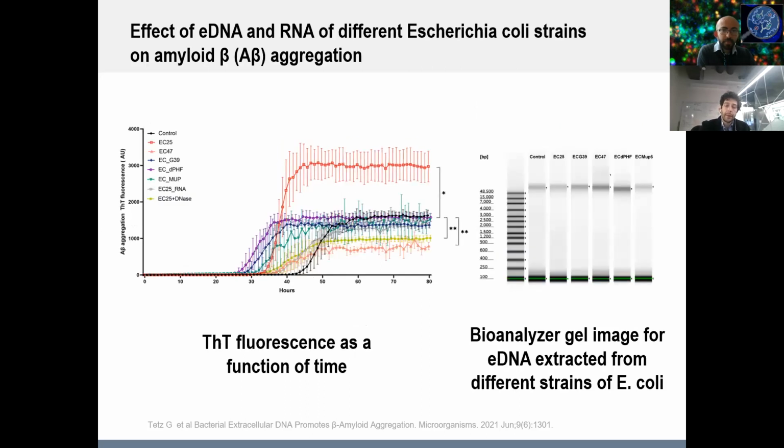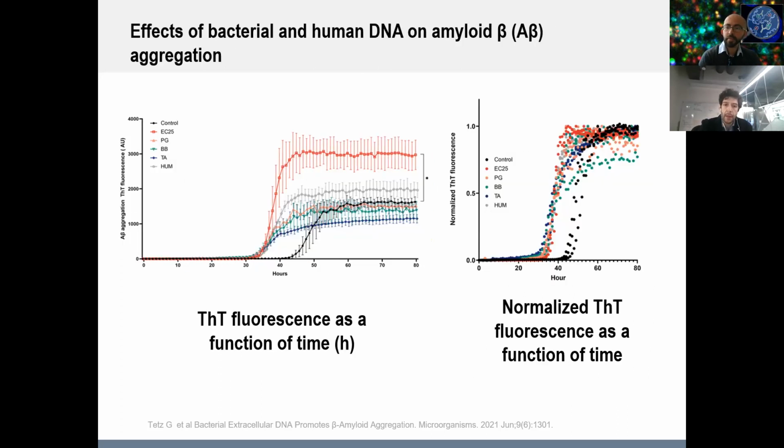So let's start a little bit different. Since you can see on the left-hand side, the eDNA of E. coli was shown to be the only DNA sample to trigger the higher thioflavin fluorescence.